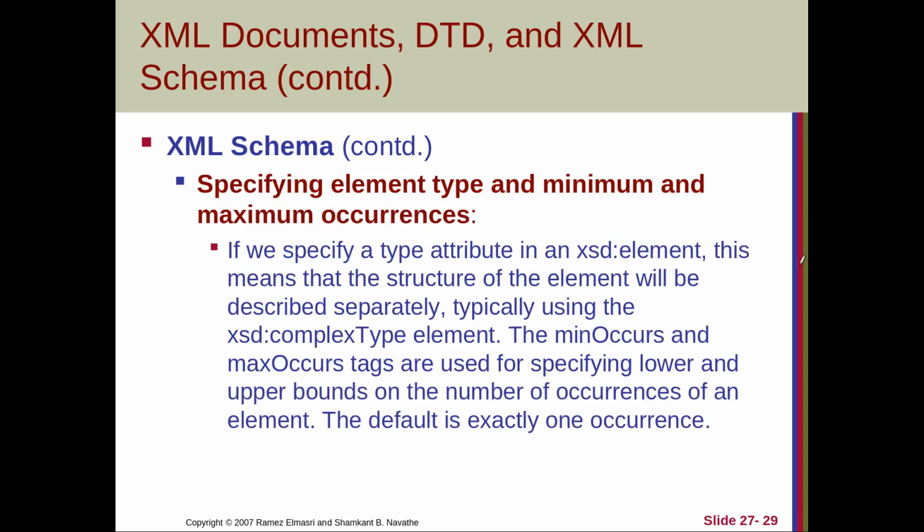Now specifying element type and minimum and maximum occurrences. If we specify a type attribute in an XSD element, it means that the structure of the element will be described separately. If the type is given separately by a name, its structure must be separately defined in the XML schema document by using the XSD complexType element. There we can specify the min number of occurrences and max number of occurrences by providing the lower and upper bounds like 0, 1 or unbounded.